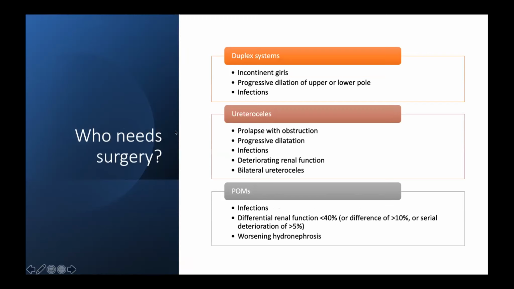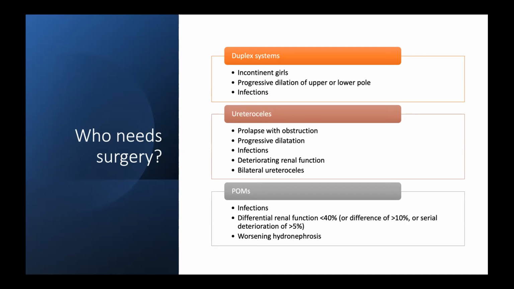Who needs surgery? Incontinent girls do need to be addressed. If the ectopic ureter is implanting outside of the sphincter complex, you won't be able to resolve the continence with anything other than surgery. We can talk about surgical operations in a minute. If there's progressive dilatation of either pole, but probably in particular the upper pole, and obviously in all three of these groups, we say it over and over again, but children who are having infections need to be addressed.